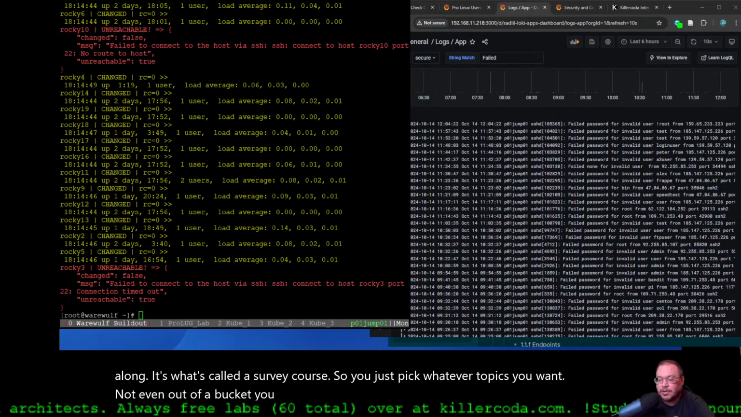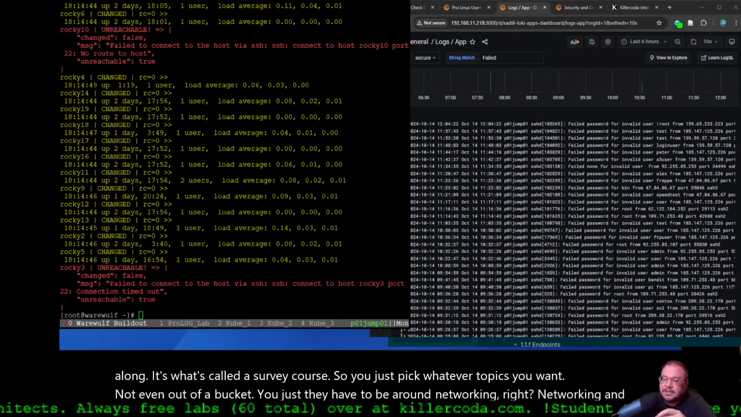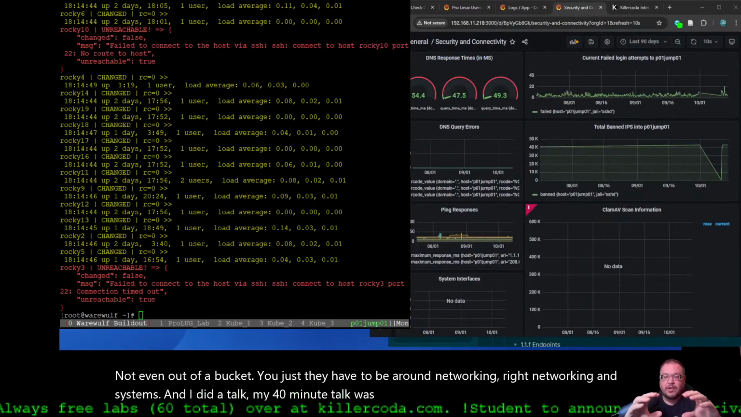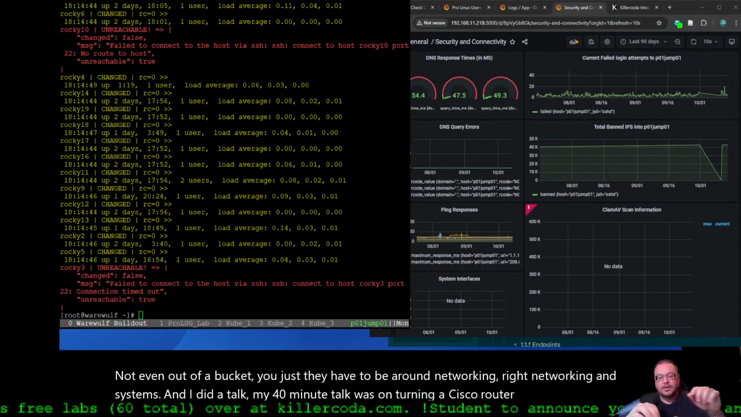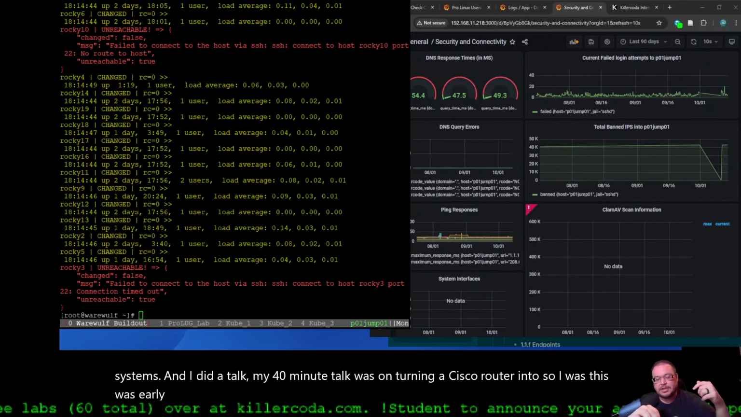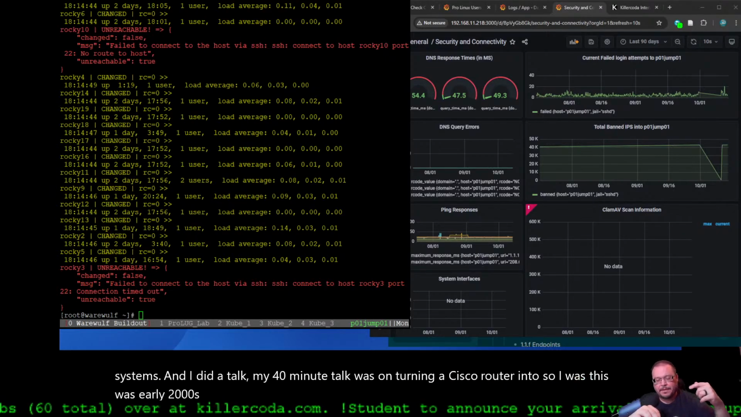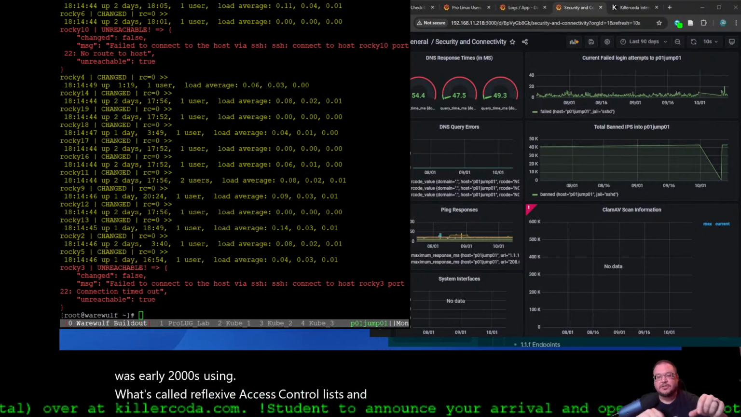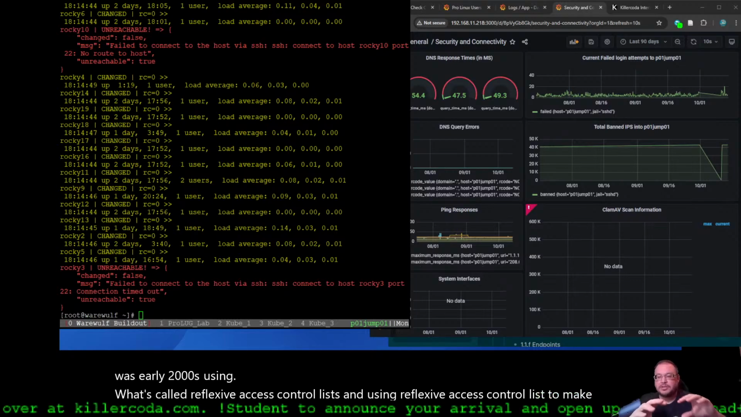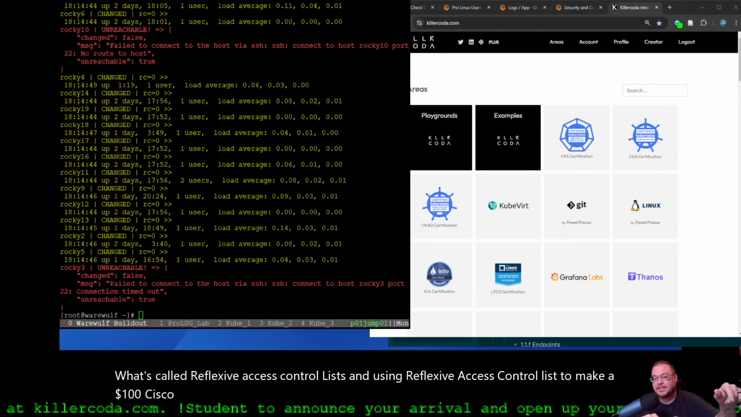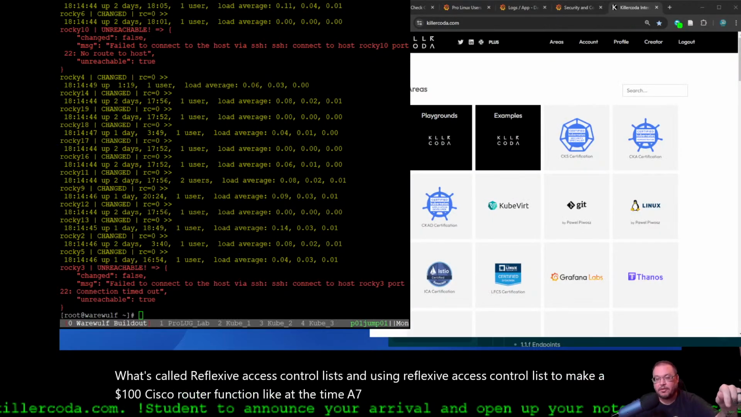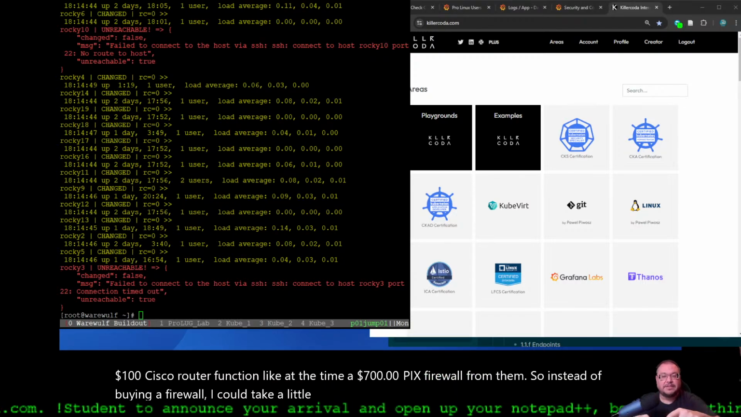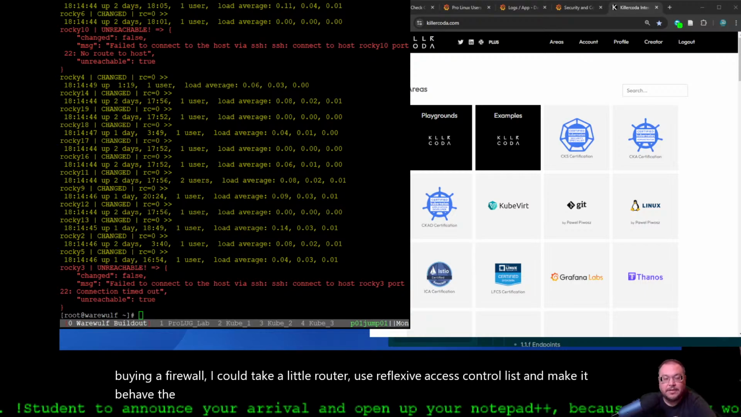They have to be around networking and systems. And I did a talk. My 40-minute talk was on turning a Cisco router into, this was early 2000s, using what's called reflexive access control lists to make a $100 Cisco router function like, at the time, a $700 PIX firewall from them. So instead of buying a firewall, I could take a little router, use reflexive access control lists, and make it behave the same way.